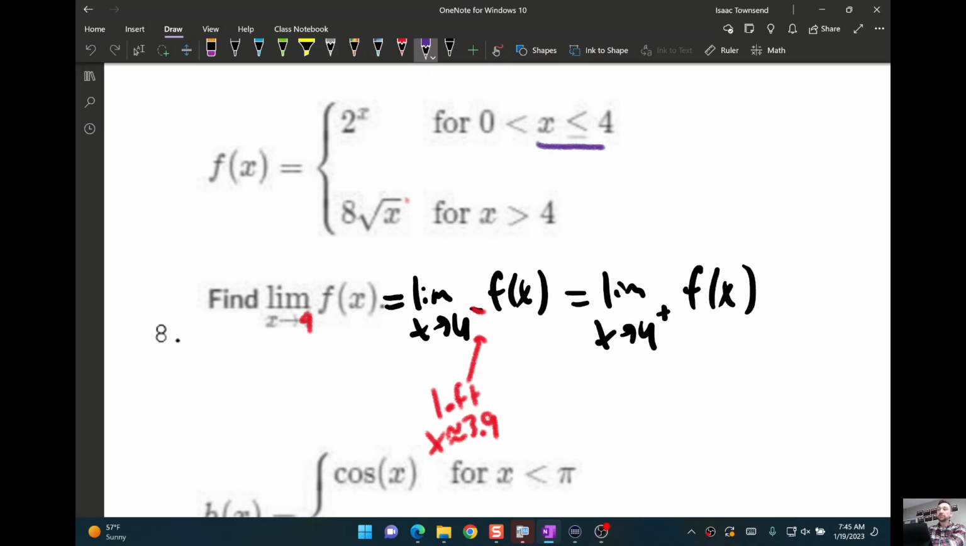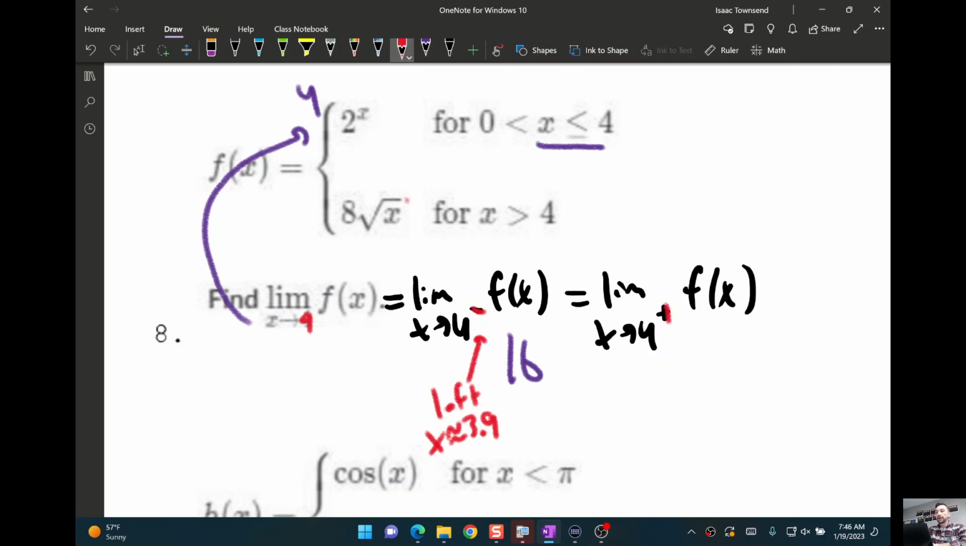So this would be, for this question, the left side, because when x is less than 4, which is what x is as it approaches 4. So we would plug 4 in up here. 2 times 2 times 2 times 2 is 16.